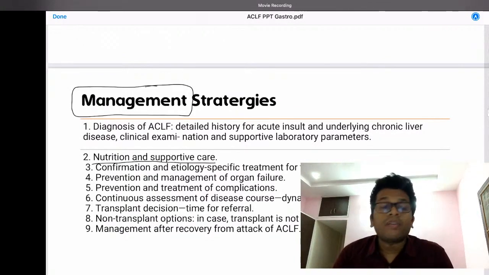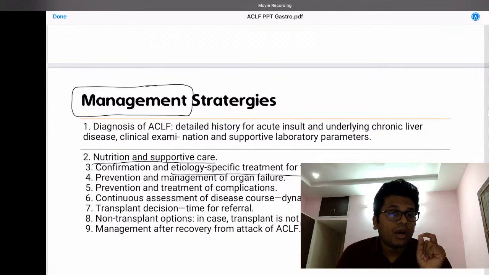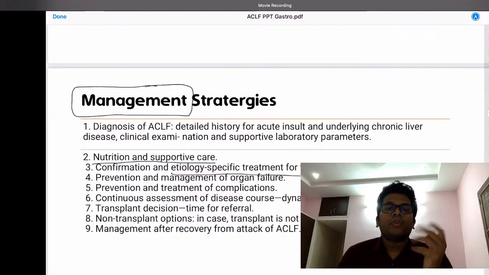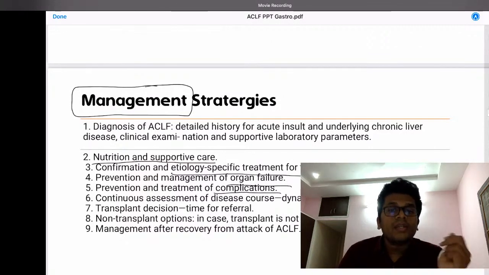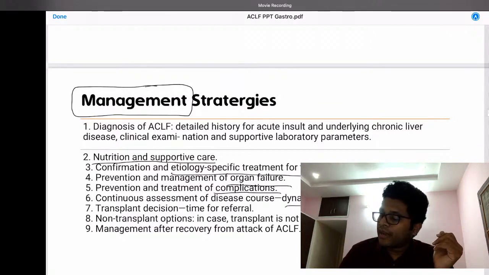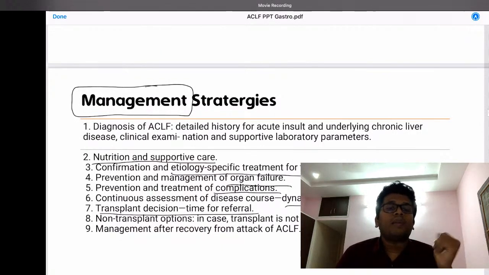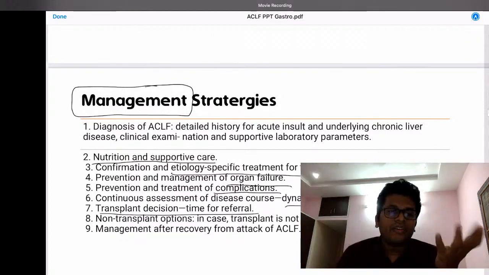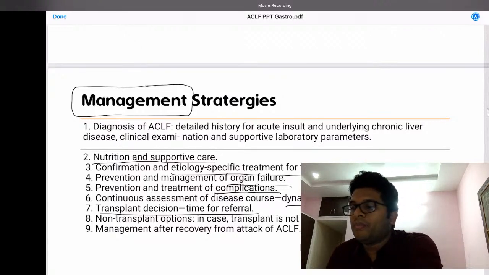One, nutrition and supportive care plays a major role. Then etiology specific treatment for a few conditions is important, especially to attack the acute insult. Then comes prevention and management of organ failure, and prevention and management of its complications. Then I'll be discussing a few dynamic prognostic models. Then when to actually think about transplant and when to make those kinds of decisions. And then we will see what the non-transplant options are in case transplant is not feasible, and management after recovery from an attack of ACLF. Okay. So these are some of the things that we should be looking at in this particular case.